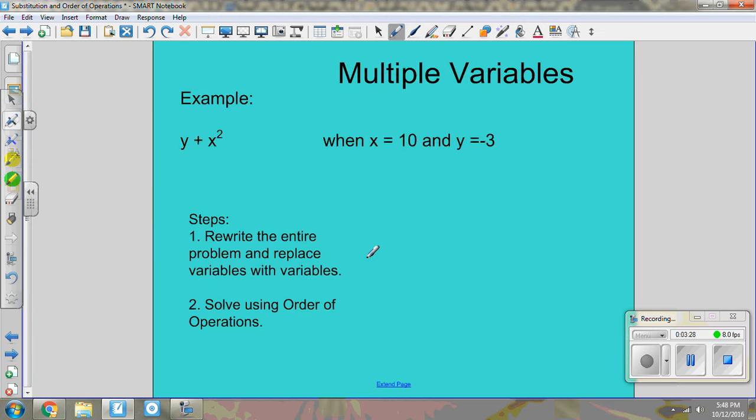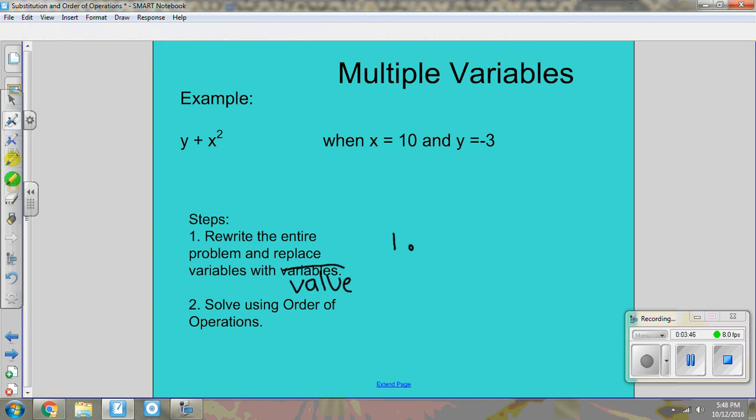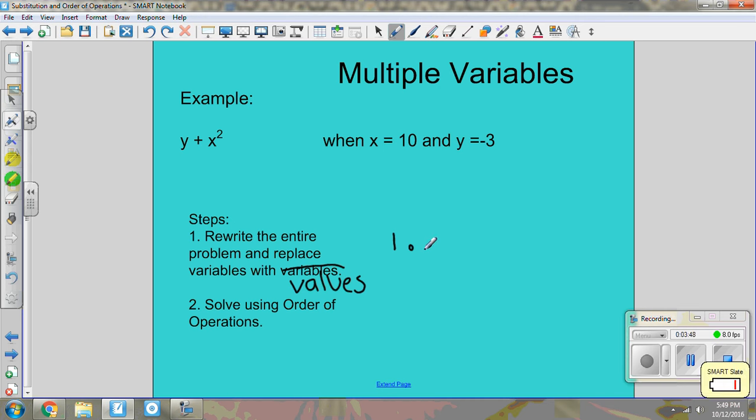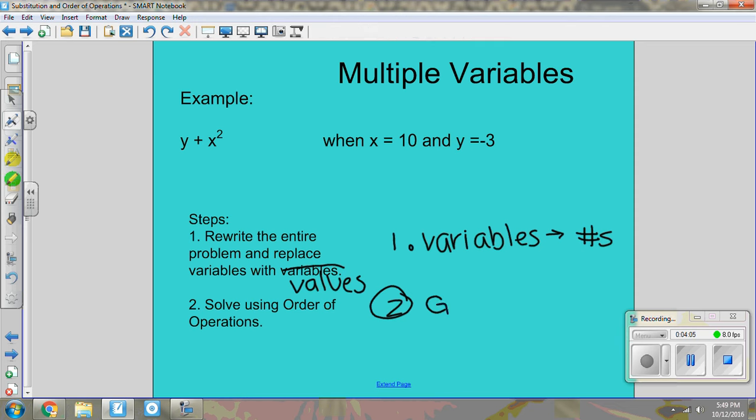Sometimes we can also have more than one variable, so I have my steps down here. We're going to rewrite them a little bit easier. So my first step, it says, is to rewrite the entire problem and replace variables with values. That's a typo right there. So our steps here, I'm going to change all of the variables into numbers. The second step is to actually solve using GEMDAS. So I'm going to write that down using my order of operations.